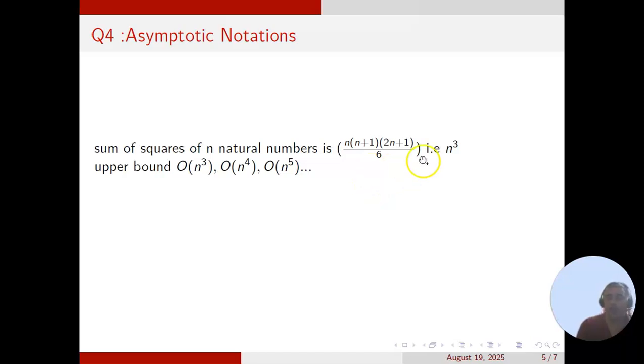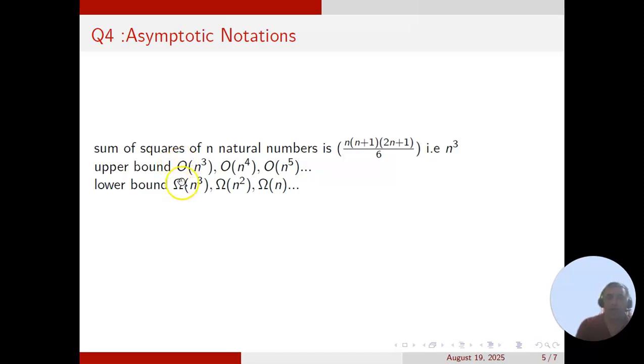With an omega notation, we can say that this n cube is greater than or equal to some c into n cube, or c into n square, or c into n, or c into log n. So we can say the lower bound is omega of n cube, omega of n square, omega of n, and so on.